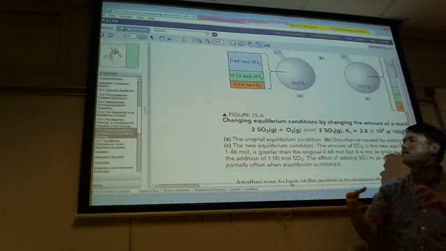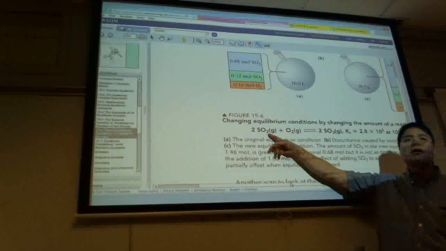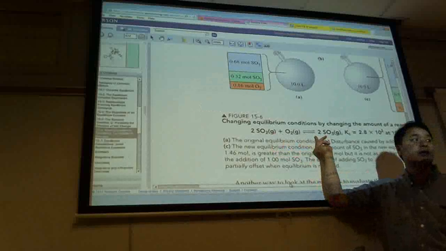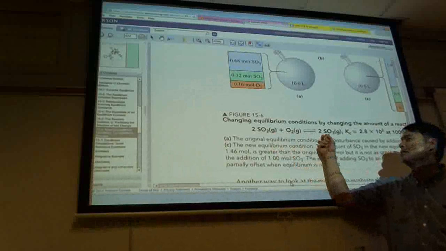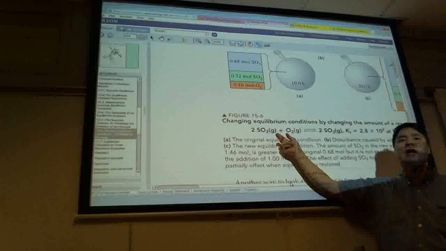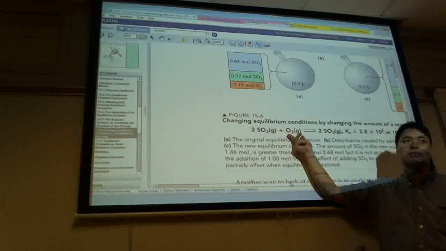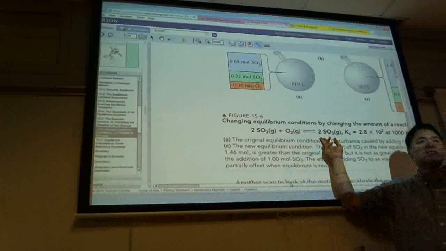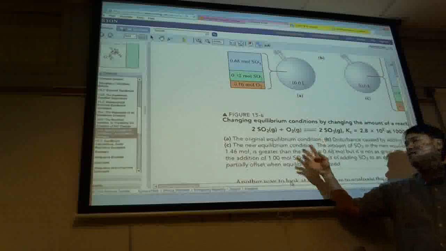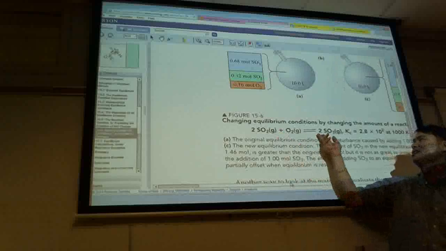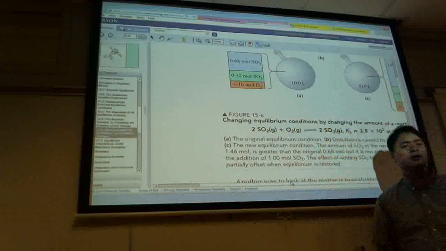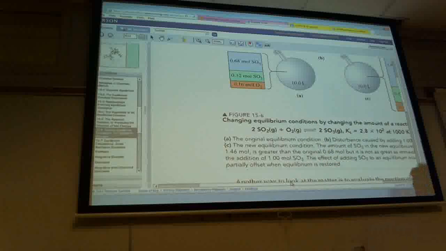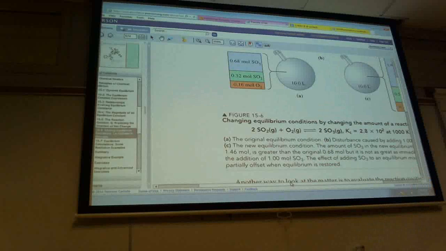If we compress the volume, well, then smaller volumes are going to favor fewer moles of gas. And so smaller volumes favor product, larger volumes favor reactant for this specific reaction. Now, if we went from 3 moles of gas to 3 moles of gas, then does it favor either side? No. And so if we go 3 moles of gas to 3 moles of gas, then changing the volume is not going to upset anything. It's just when we have an imbalance in the number of moles of gas that we'll see a shift.